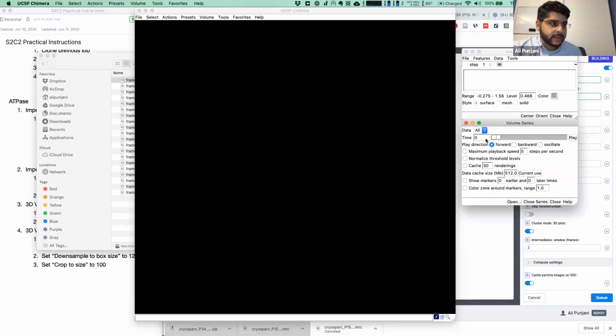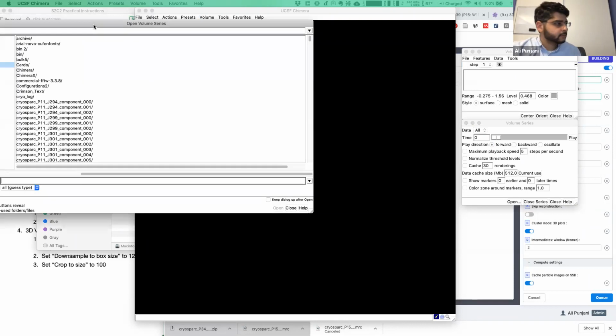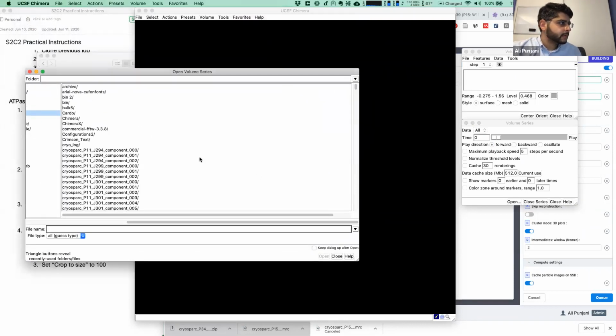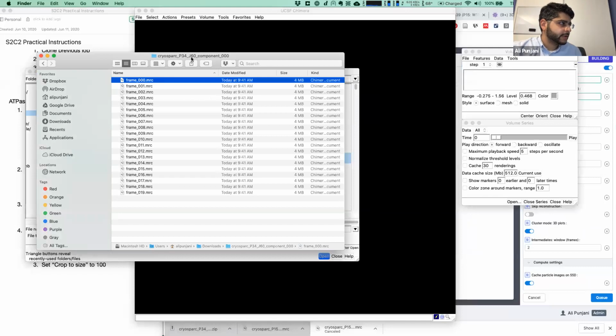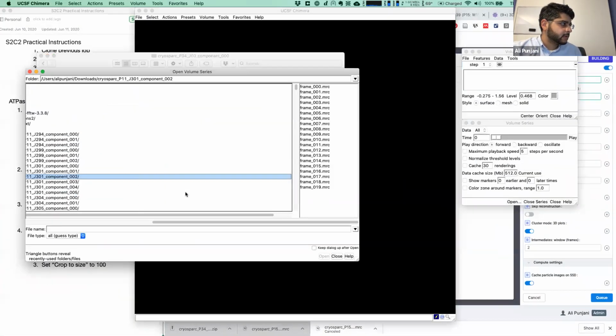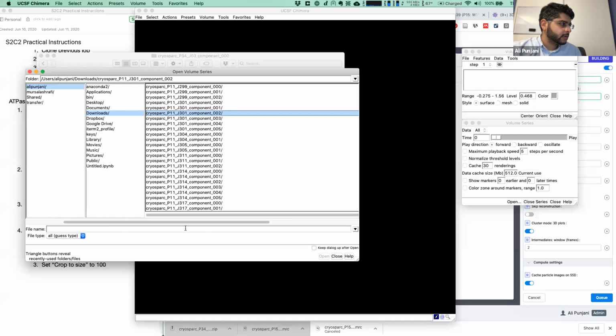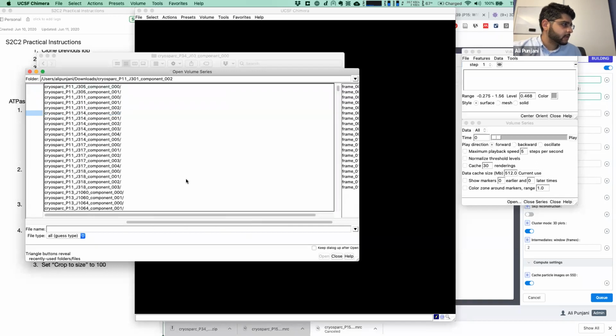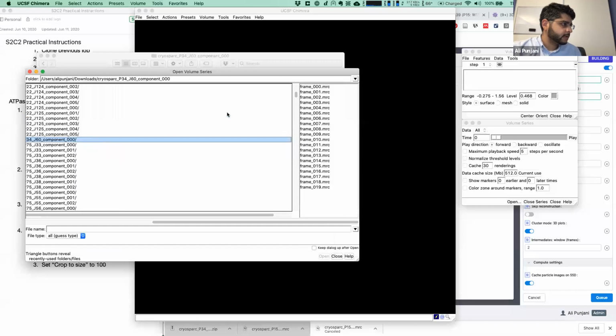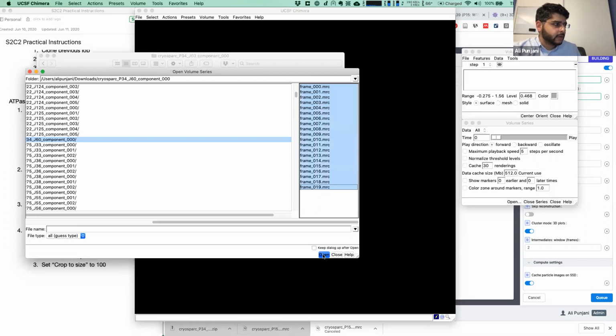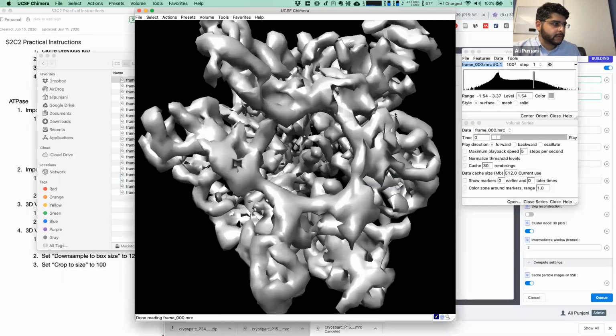In that volume series tool, we're going to open up our volume series. So I'm just going to do that. The open column, just want to verify the name, project 34, job 60. So I will find project 34, J60, and select all of the MRC files by holding Shift there. That opens up our volume series.